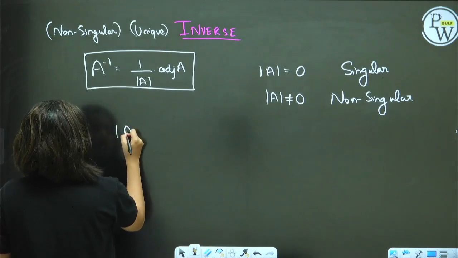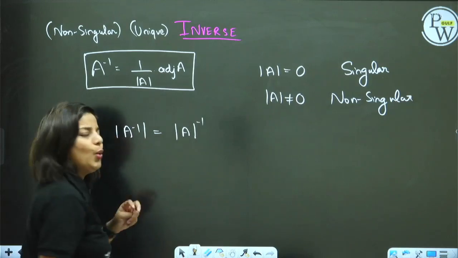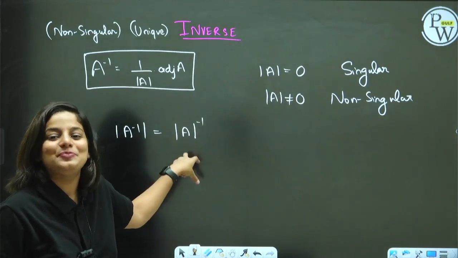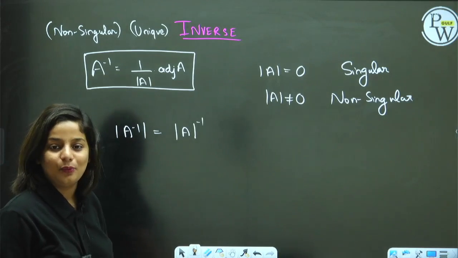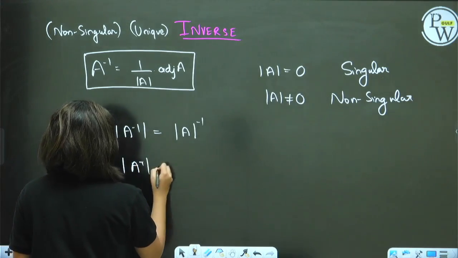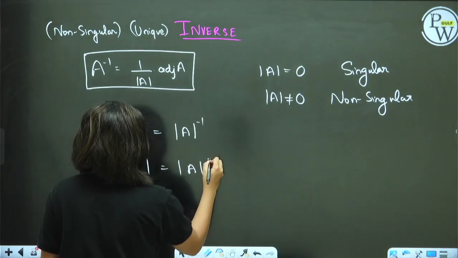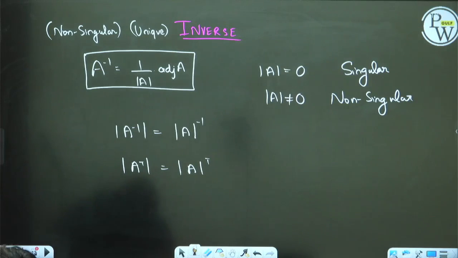Remember, determinant of A inverse is the same as determinant of A, the whole raised to minus 1. Just take the reciprocal of determinant A and you will get determinant of A inverse. Determinant of A transpose, we already wrote, is the same as determinant of A. Right, boys and girls?